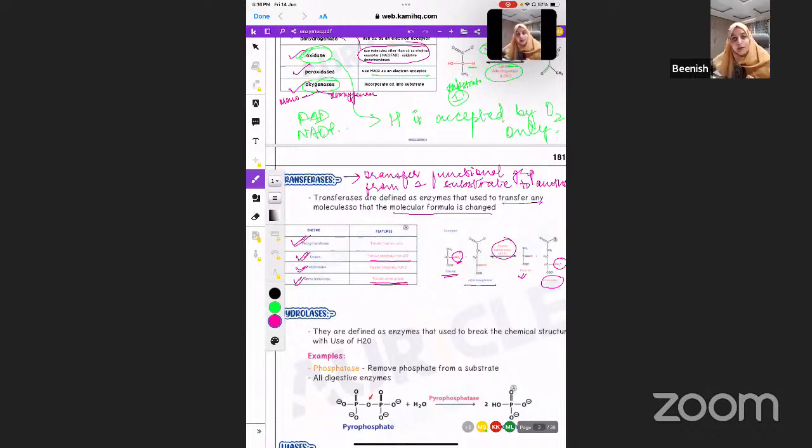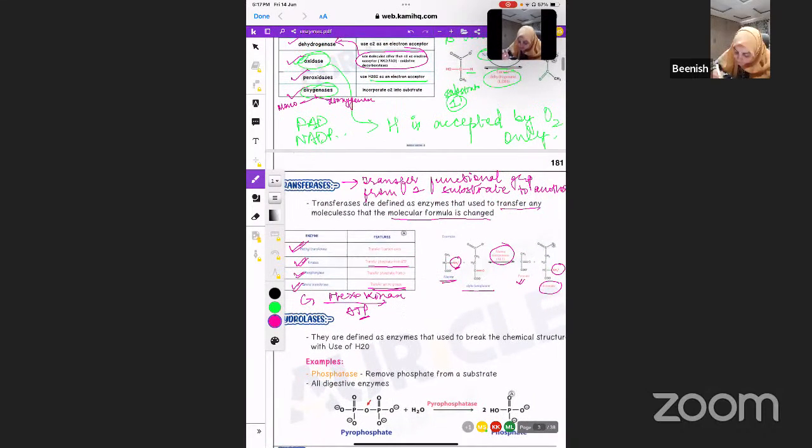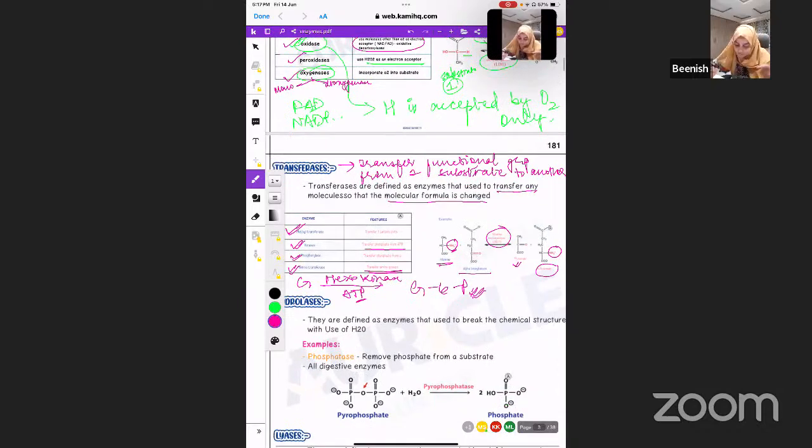All your kinases are involved in transfer of phosphate groups, like your hexokinase, if you remember. What was hexokinase doing? There was glucose, and glucose was being acted on by hexokinase. This hexokinase was transferring a phosphate group from ATP to glucose to form glucose 6 phosphate. Therefore, a kinase also comes under which class? It comes under transferase. Other examples are methyl transferases and phosphorylases.